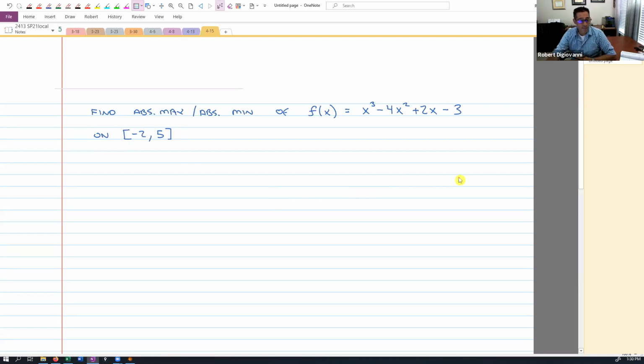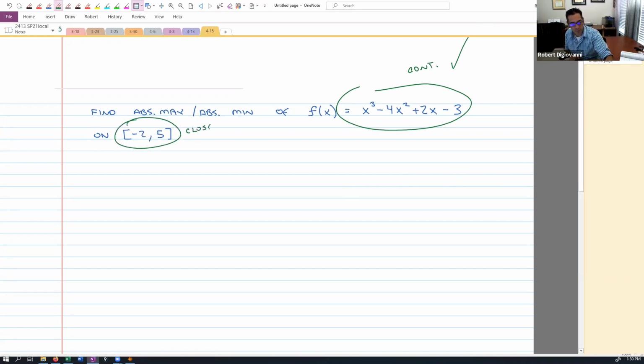All right, you ready? Step one. Well, step one is, is this a continuous function? Yes, it's a polynomial. Is this a closed interval? Yes, right? So we've got the closed interval method.